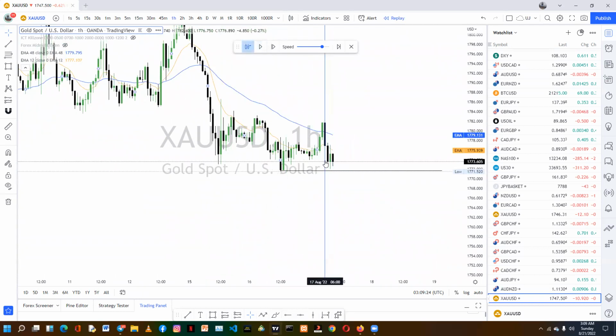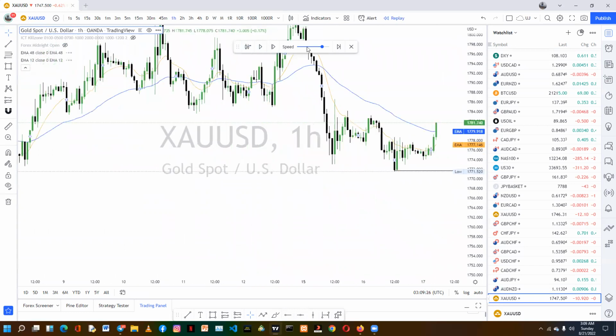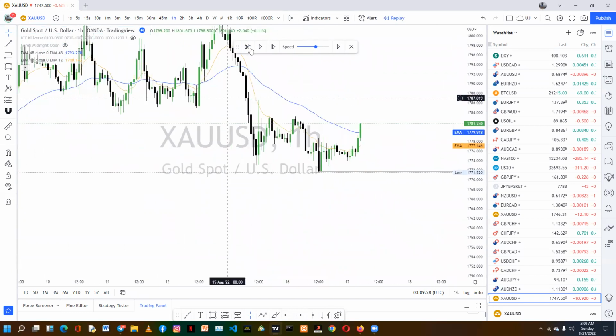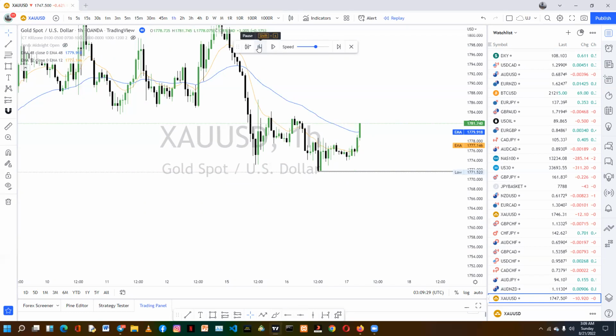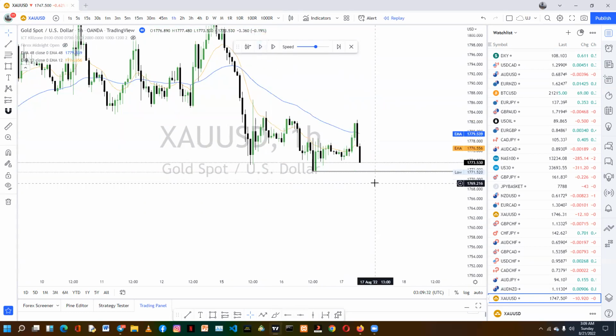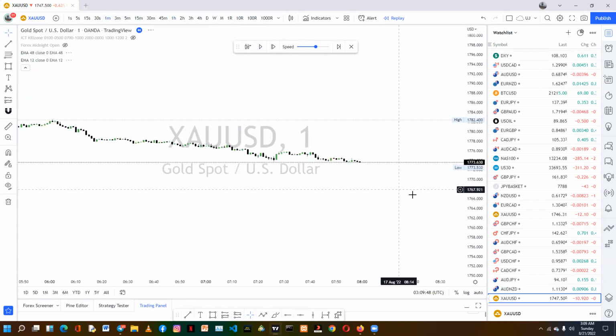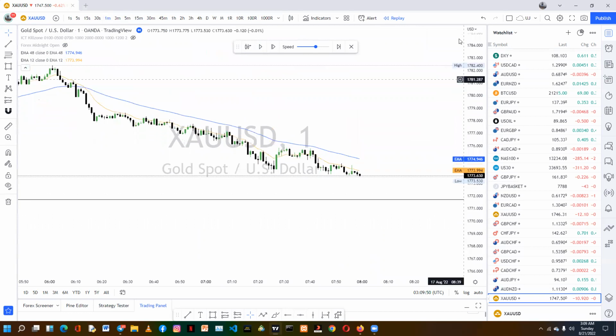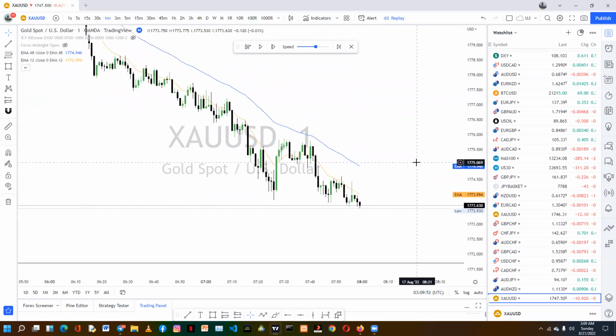Let me cut more. It came back to the 48 moving average. Now we close below. You can see we close below here. Maybe this is not a clear close, but this is a clear close. After this clear close, that is, after touching the 48 moving average and closing below it, change to the 1 minute chart. So you change to the 1 minute chart.